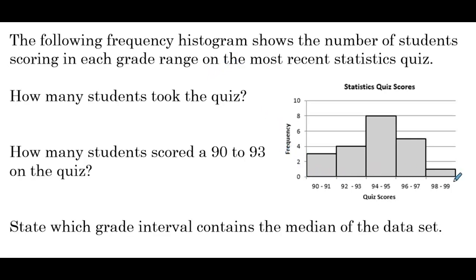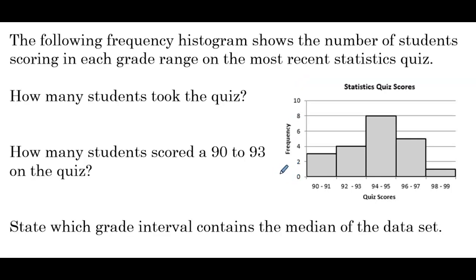So we'd see on the horizontal axis, we have the range of quiz scores, and they seem to be pretty good. 90 to 91, 92 to 93, and that continues on. On the vertical axis, we still have frequency. So how many students took the quiz?